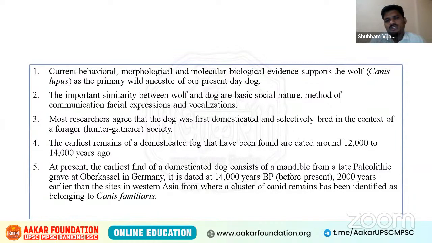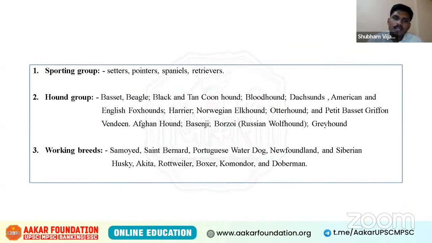Now the important part is that dogs are classified according to their purpose. So first of all, the sporting group comes, second the hound group, and third the working breeds. In the sporting group, setters, pointers, spaniels and retrievers come, spaniels like the cocker spaniel, and the two main types of retrievers, the Labrador retriever and the golden retriever.